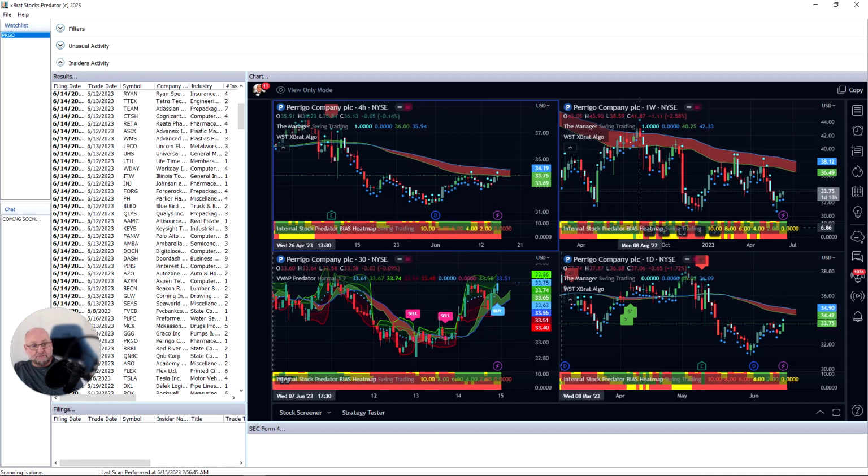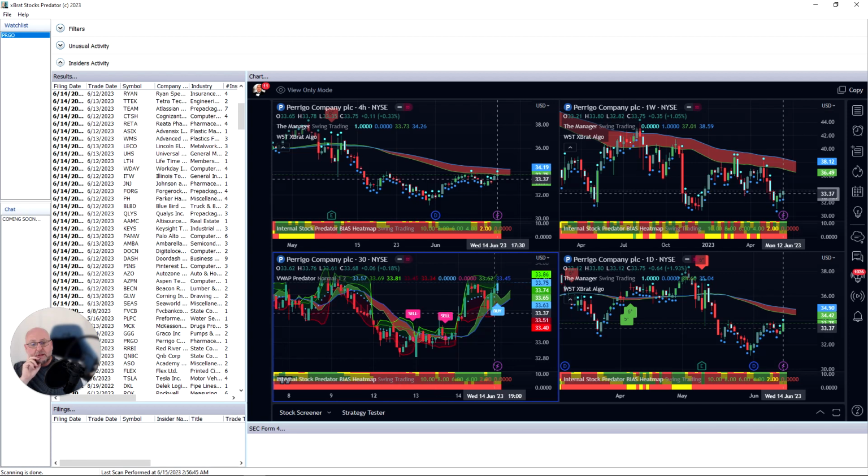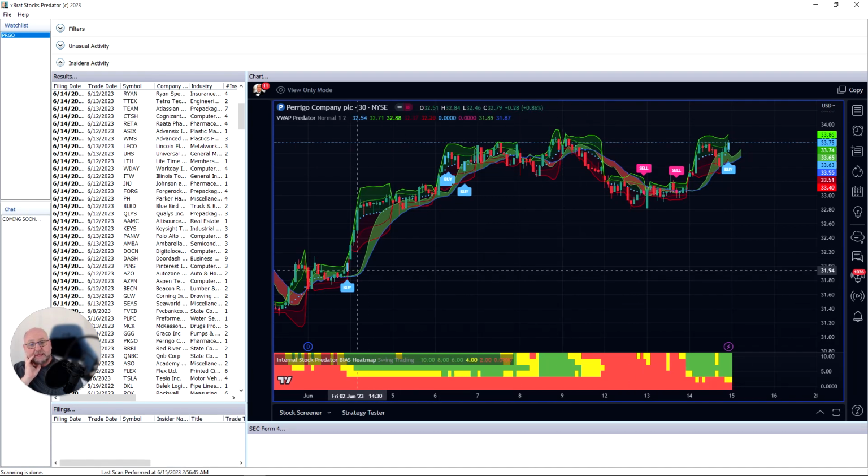All charts have the xBrat bias depth heat map on there. The top 2 and the bottom right have the manager and the xBrat algo. And with this we can now make one of the charts bigger at a time. We can see we have our VWAP Predator, which is intraday.